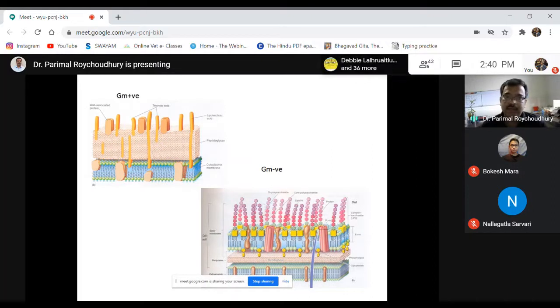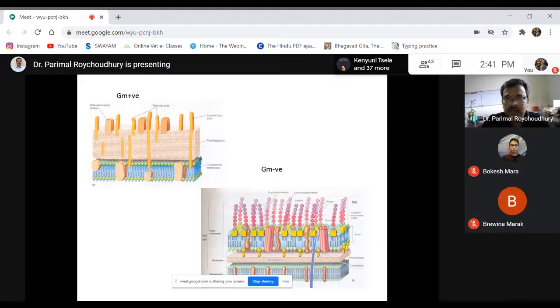They are linked by beta 1,4 glycosidic linkage, and this muramic acid component has peptide side chains through which they cross-link each other. If you see, these are the cross-links you can see. So in the gram-positive bacteria, there are many strands of peptidoglycan. They polymerize to form a thick peptidoglycan layer.